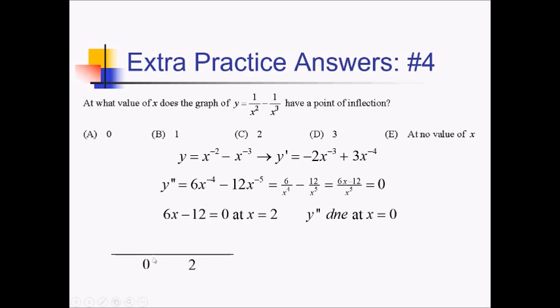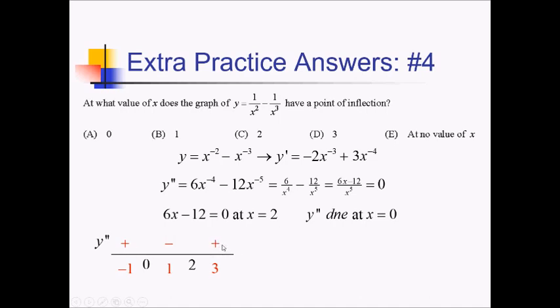Plugging in some numbers, less than 0, we've got negative 1. This is our simplified y double prime right here, this fraction. So let's use this. That's going to give me a negative numerator, negative denominator, positive overall. Now something between 0 and 2, how about positive 1? So that's going to be negative numerator, positive denominator, overall negative. And then finally, we've got something bigger than 2, like 3. Numerator and denominator both positive, so overall positive result.